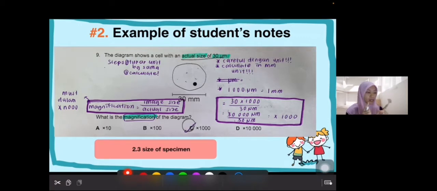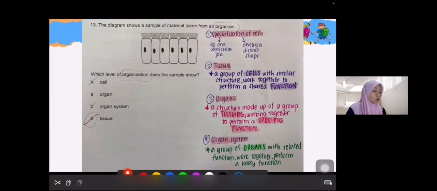Kena tahu macam mana nak tukar. Bila masuk kat sini kan kita kena tahu, nak tukar micrometer kepada mm, nak tukar cm kepada mm. So dah kena ada nota kat sini, kan? So it helps you. Lepas tu kalau ada soalan tentang changing the unit, tak ada masalah dah, memang dah ingat, sebab dah buat 3 kali. Biasanya dalam satu soalan, 3 set soalan you akan jumpa 3 kali soalan yang macam tu. So repeat dan remember.